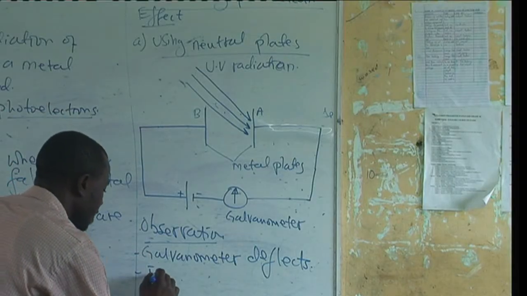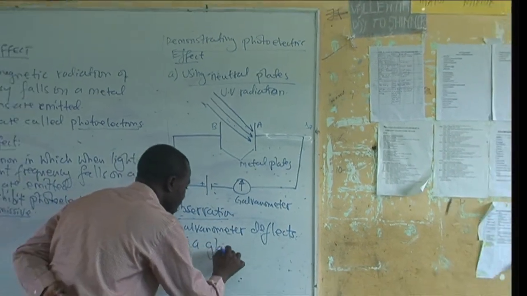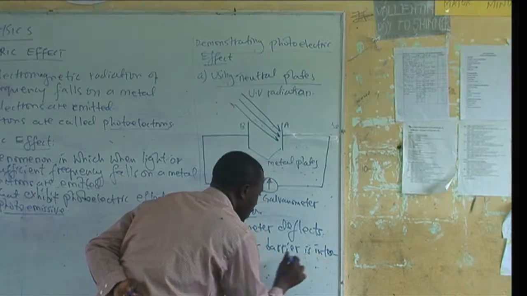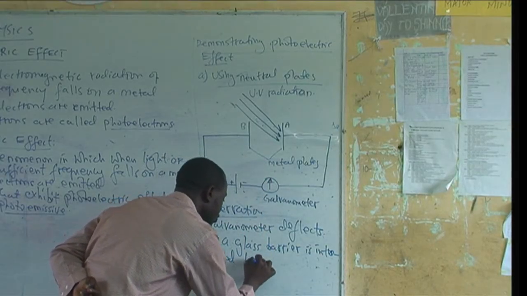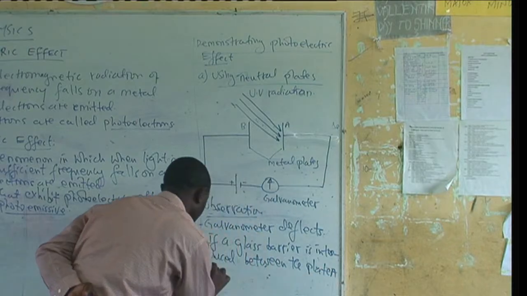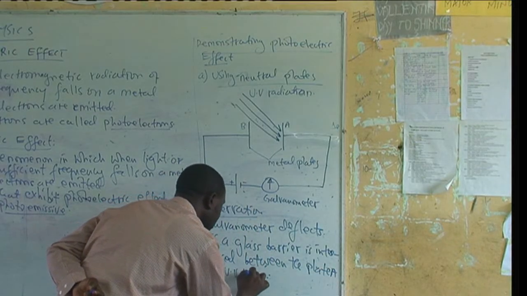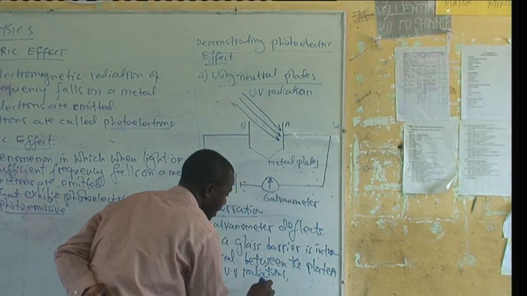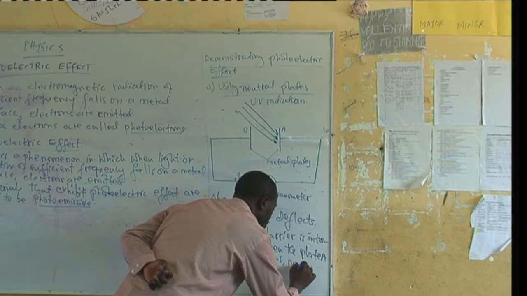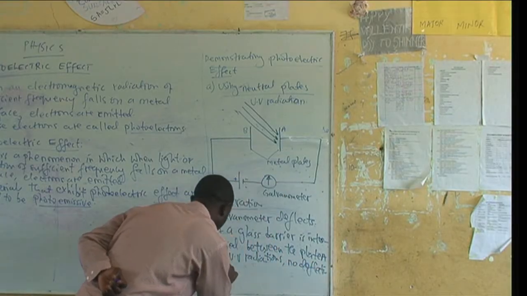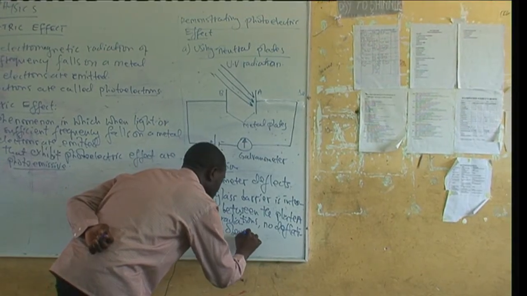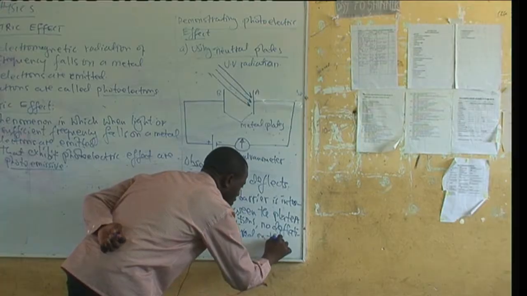So if a glass barrier is introduced between the plate A and the UV radiations, no deflection will be observed on the galvanometer.